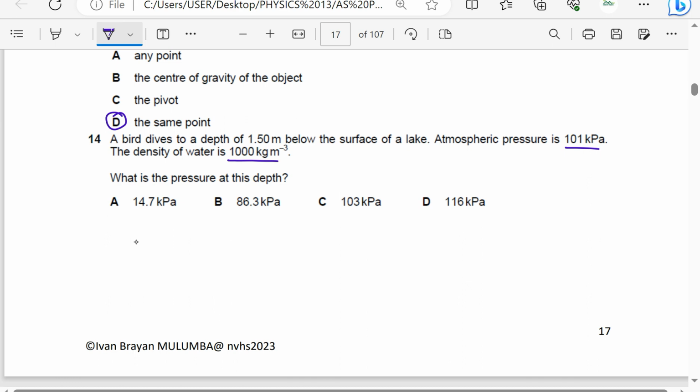So of course, pressure at a given depth is going to be pressure due to the atmosphere plus the pressure due to the depth. So that is pressure due to the depth, given as density times h times g. So this will be atmospheric pressure, that is 101 times 10 power 3 to change it to pascals, plus the density, 1000, times the depth, 1.5, then times g, which is 9.81.